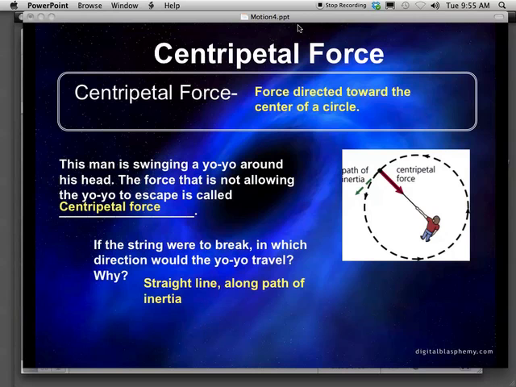Move in a straight line along the same path. Oh, I'll have to show you these two examples tomorrow.